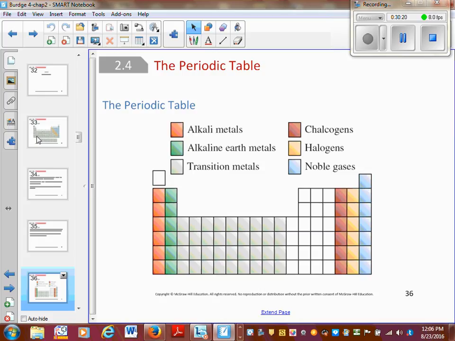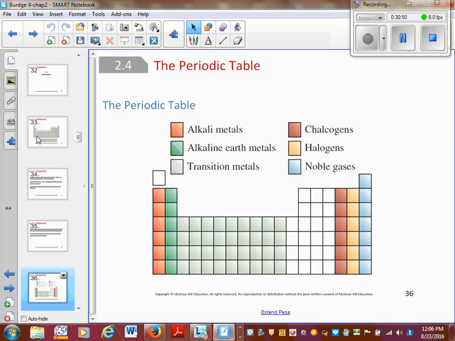So, some of the groups have common names. Group 1 are called the alkali metals. You think of sodium hydroxide, which is lye. If you think about lye solutions, that's sometimes referred to as alkaline. That's where that came from. Group 2, the alkaline earth metals. So you think of your alkaline, Energizer bunny.